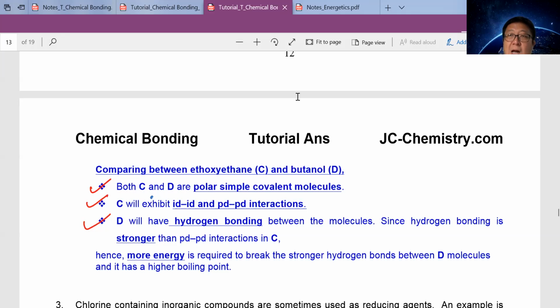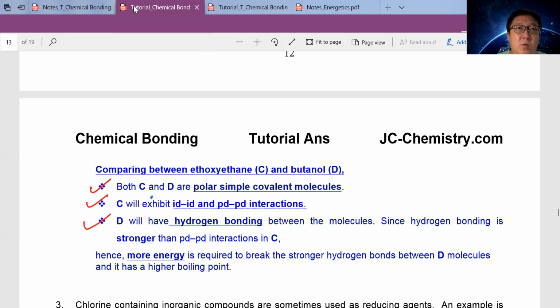So just answer accordingly. The MR factor is more significant, therefore the boiling point is higher. You can talk about hydrogen bond, but you must end off your statement with the molecule being larger. Therefore the van der Waals, I mean the PD, is more extensive compared to the hydrogen bond. You need more time to overcome all of them.